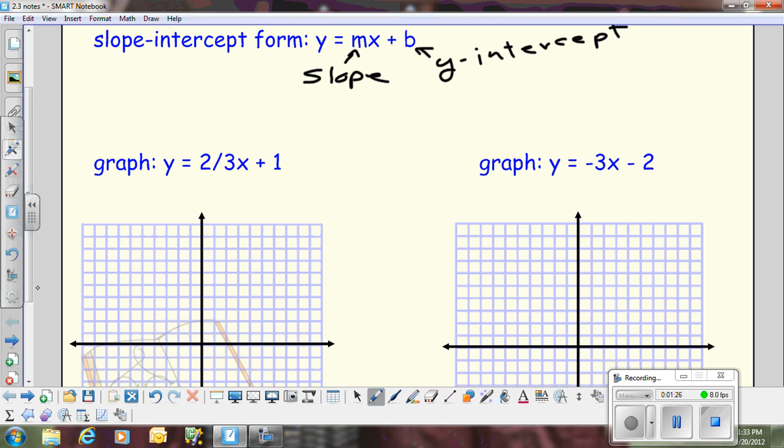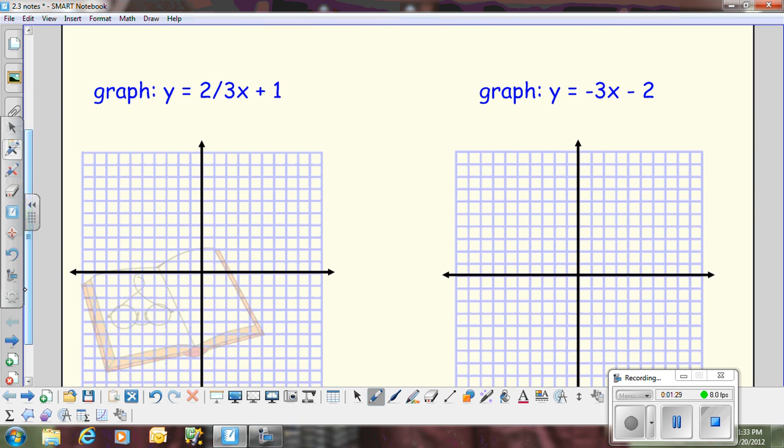Y equals 2/3 x plus 1. My y-intercept is 1. So that means that the point 0, 1 is on my graph. And I have a slope of 2/3. Remember, slope is rise over run. So from here I go up 2 over 3.